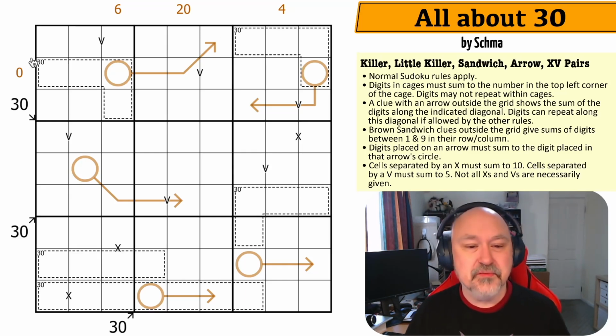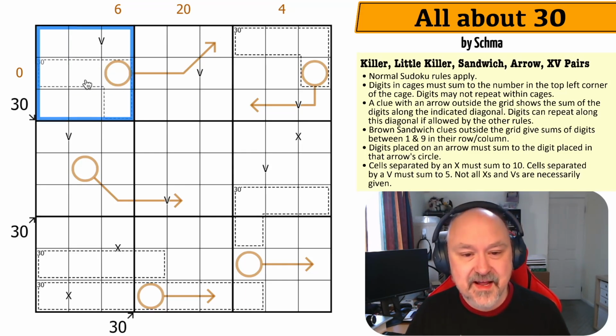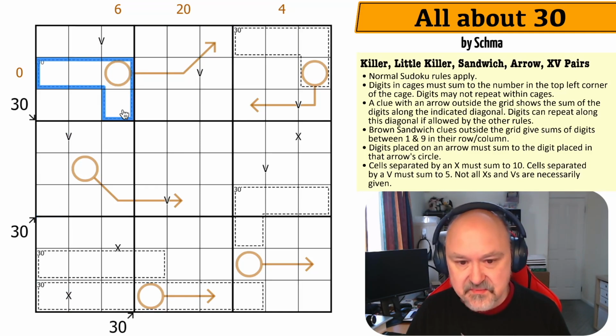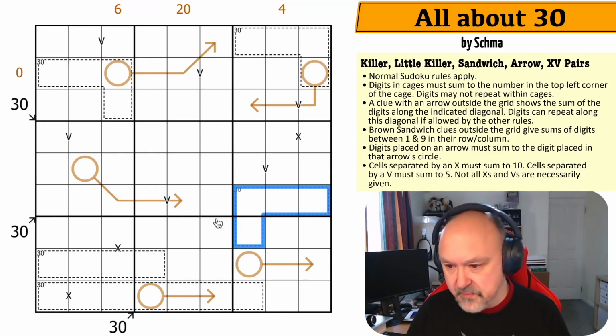So normal Sudoku rules apply. In every box, in every row, and in every column, we must place the digits 1 to 9 without repetition. Digits in cages sum to the number in the top left corner of the cage. Digits may not repeat within cages, which is relevant down here. So these 4 digits will sum to 30, and we cannot repeat digits.